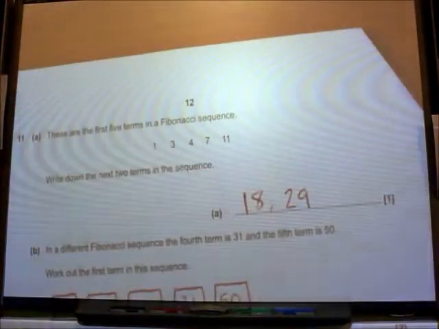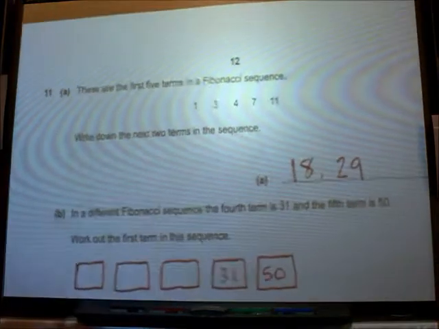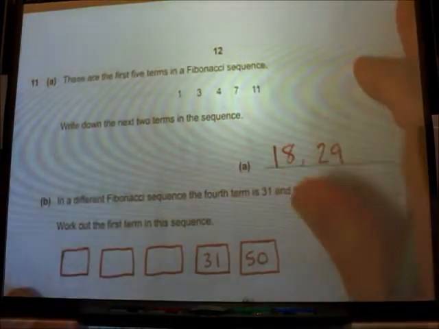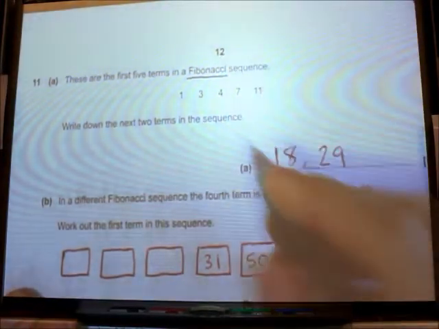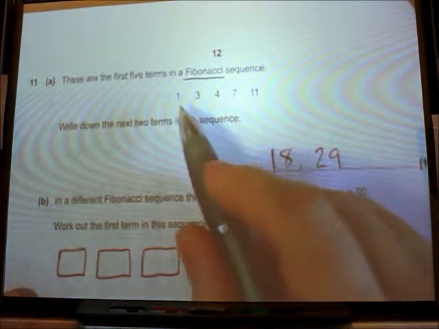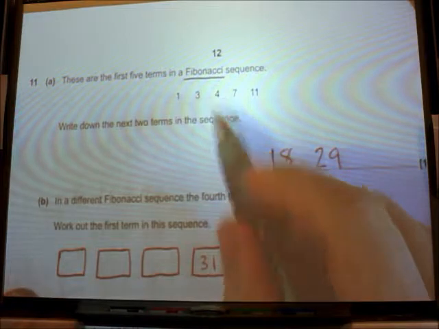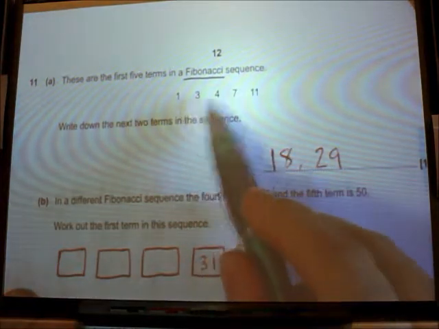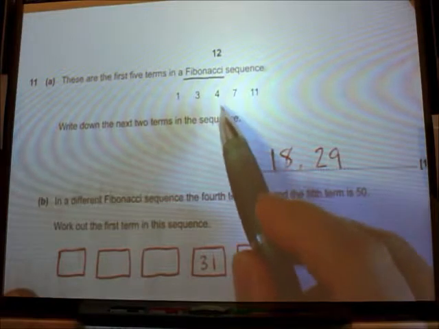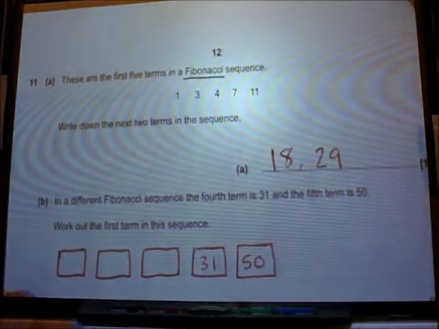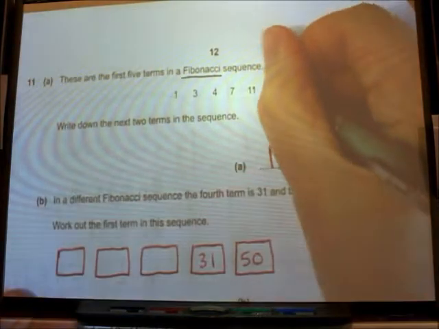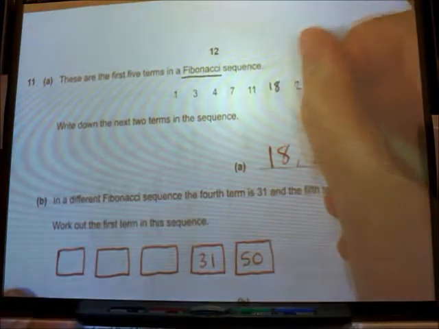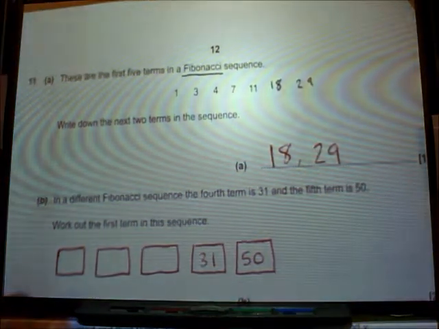Question number 11. The first 5 terms in a Fibonacci-type sequence are 1, 3, 4, 7 and 11. First of all, if you don't know what a Fibonacci sequence is, I'll quickly explain it. The way this works is you add the 2 previous numbers to get the next number. So for example, 1 add 3 is 4, 3 add 4 is 7, 4 add 7 is 11. So the next 2 numbers in the sequence are 7 add 11 gives you 18, and 11 add 18 gives you 29.